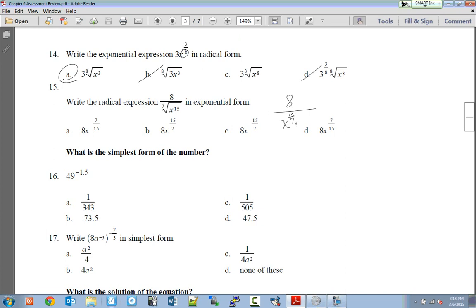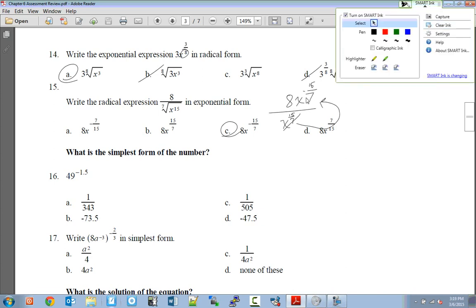Well, how are we going to get this up here? Well, the way you do that is all you do is take your exponent and change the sign. So this is a positive 15 over 7, so we're going to change it to a negative 15 over 7. All right, so now this is gone down here because we moved it to the top, and remember, to move it to the top, you just make the exponent negative. So it's 8x to the negative 15 over 7, which is letter C.